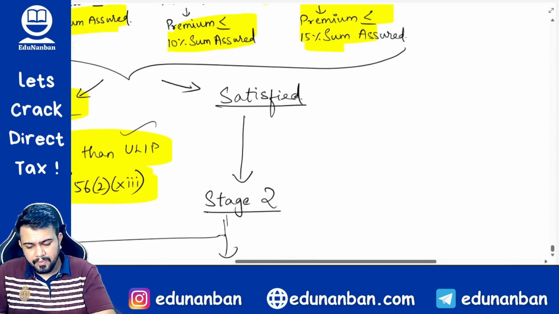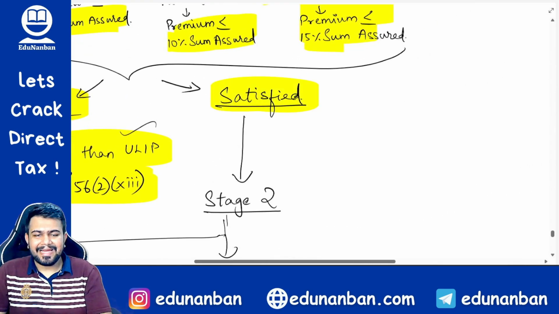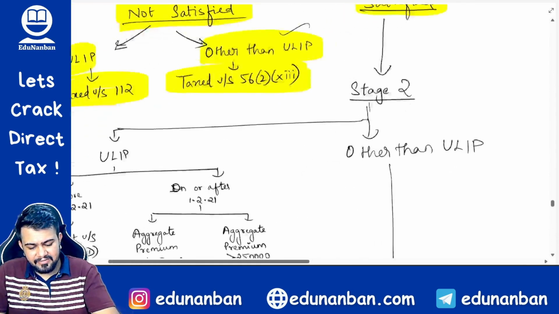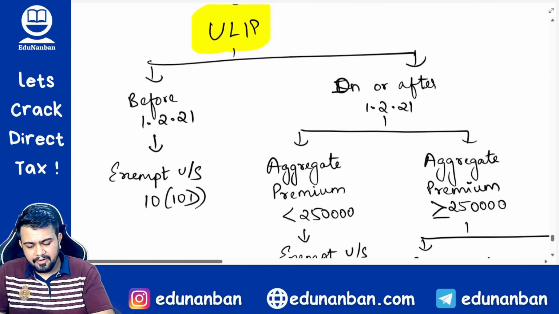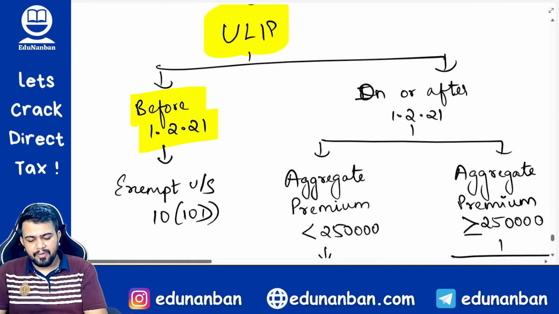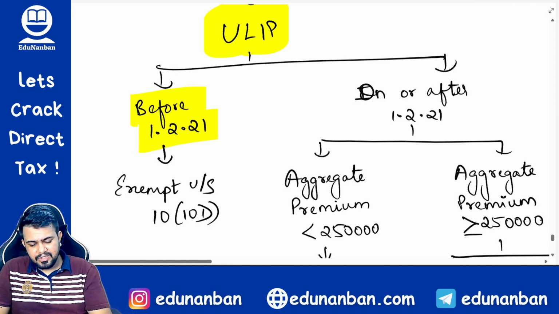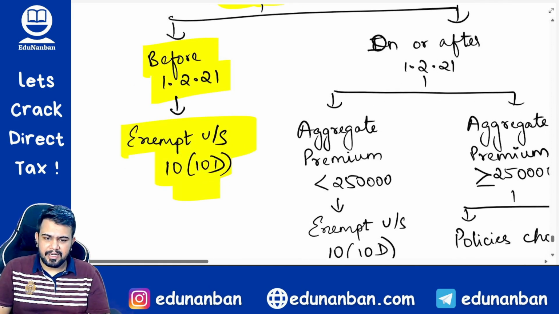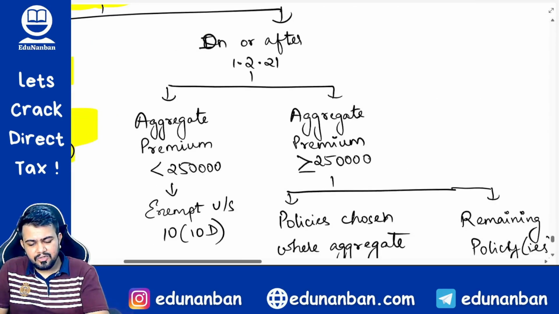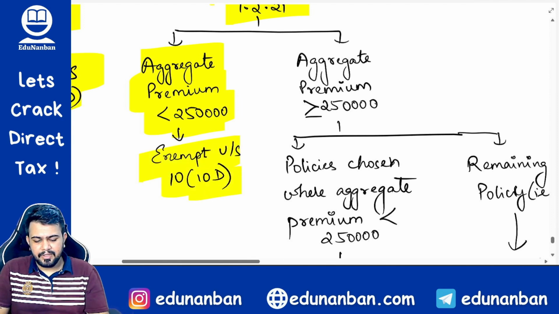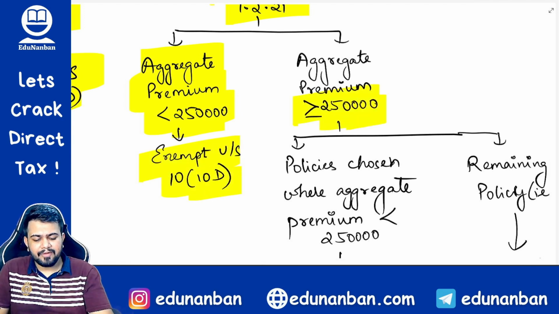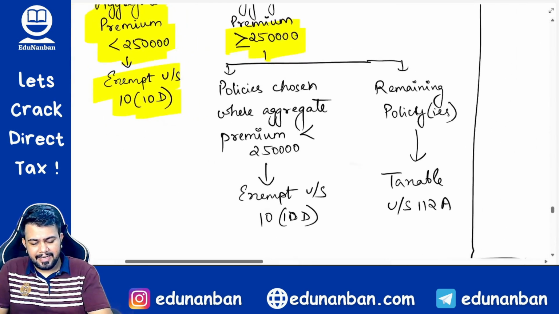Now let us assume that the limits condition have been satisfied. Okay, if it is satisfied also, we have to see whether the policy was a ULIP or other than ULIP. In case of ULIP, you have to see whether the policy was issued before 1/2/2021. In such case, it will be exempt under section 10(10D). If the policy is issued on or after 1/2/2021, then aggregate premium within 2,50,000 will be exempt and aggregate premium above 2,50,000 will be taxable.